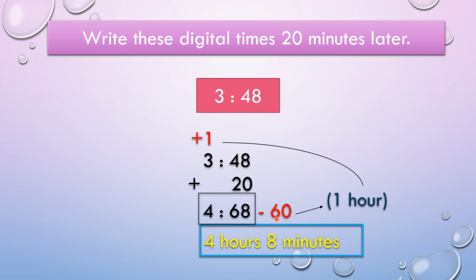Then what happened to this 60? It is converted to become 1 hour. So we move this 1 hour here. So you will plus it with this 3. 1 plus 3, you get 4. So the answer is 4 hours, 8 minutes. How do you get 8? 68 minus 60. That's how you get 8.